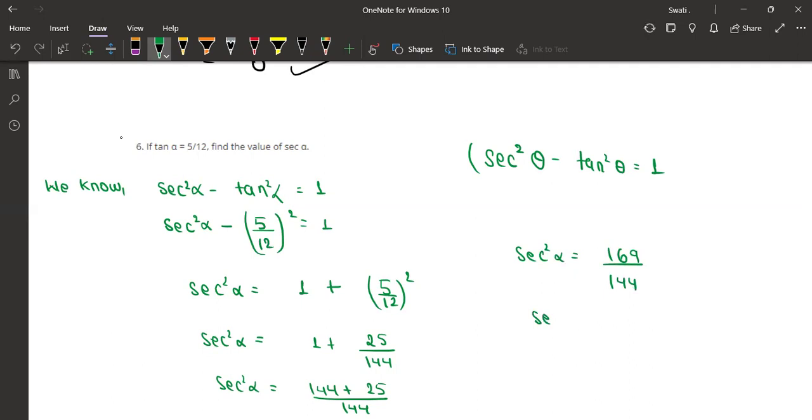So what is the value of sec alpha? Sec alpha will be, of course, plus minus square root of 169 upon 144. And if you find the square root of 169 and 144, that is going to be 13 by 12. So the value of sec alpha is 13 by 12. That's the answer. Let's now go to the next question.